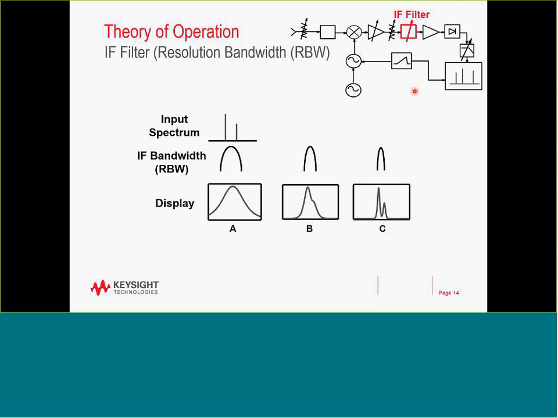Now, the IF filter is also called the resolution bandwidth filter. We call it this way because if you look at those two signals, or those two frequency components, and I use a wide IF bandwidth, I cannot see that there are two signals. As I narrow it, I start to see that there might be something underneath, until I use a narrow enough resolution bandwidth, and I can easily see that there are two components to this signal coming in.